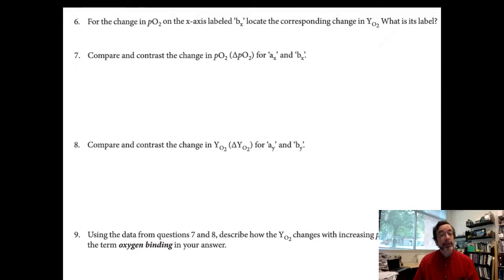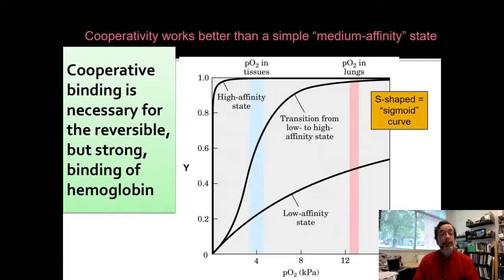The answer to number 7 is they're the same. The answer to number 8 is that BY is bigger than AY. That means that you get more difference in binding from the same difference in pressure depending on where that difference lies on the curve. And so this is how you use it in number 9.